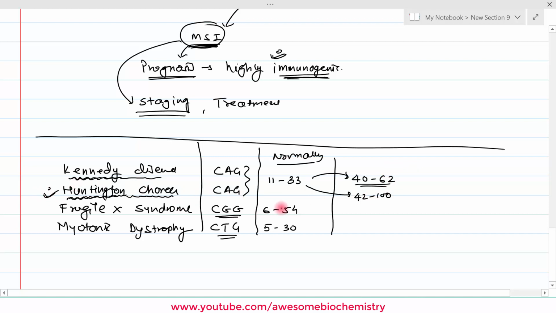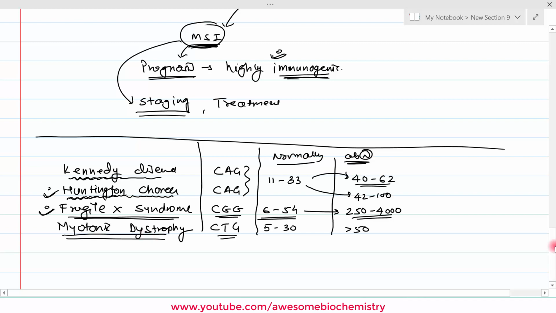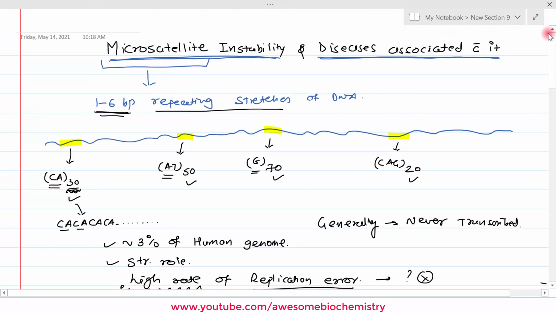In case of Fragile X syndrome, the CGG, which is normally repeated 6 to 54 times, if it becomes repeated 250 to 4000 times, this is a very large number. If such a high level of repetition is found, then there are very high chances that it will lead to Fragile X syndrome. In case of the CTG repeat, if it goes more than 50 repeats, these are abnormal repeats, and then there are higher chances that it develops myotonic dystrophy. So you can see we can easily link our biochemical knowledge to clinical diseases.